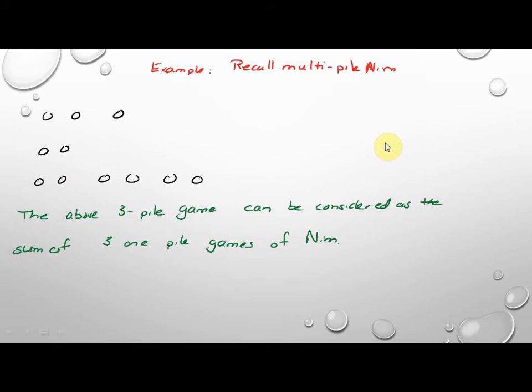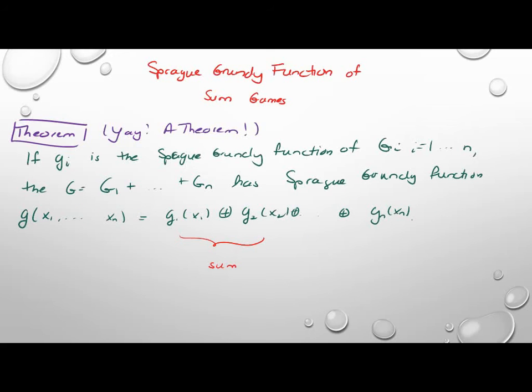What this is telling you is that you're really thinking of multi-pile NIM as 3 piles of single pile NIM and a directed sum. So that can be generalized, and we actually have a theorem now. The theorem I just gave you for NIM sums actually generalizes for that weird idea of having several games sitting out in front.